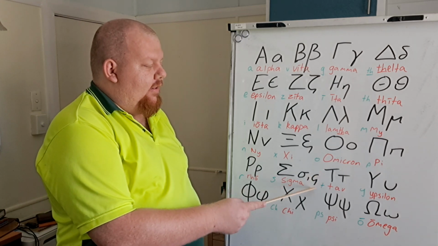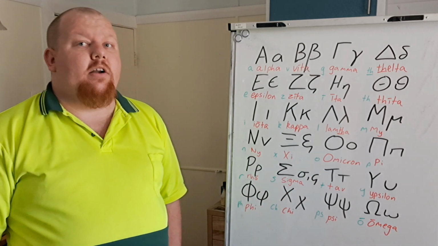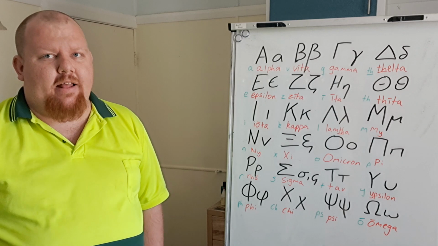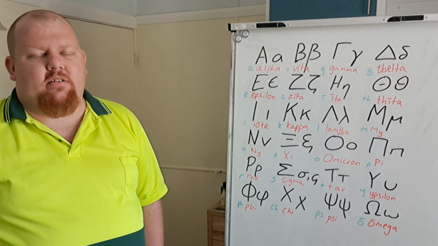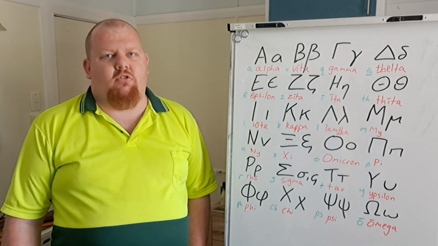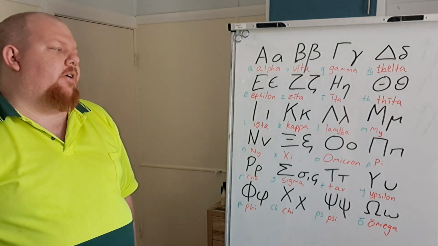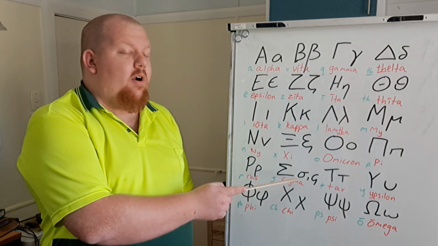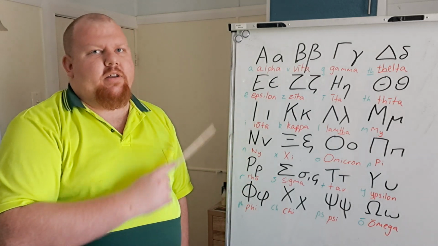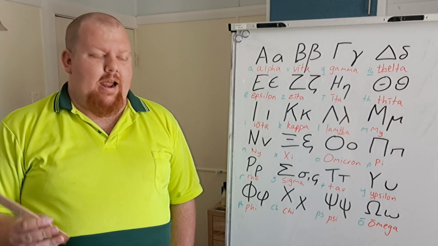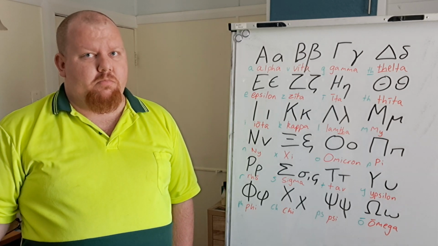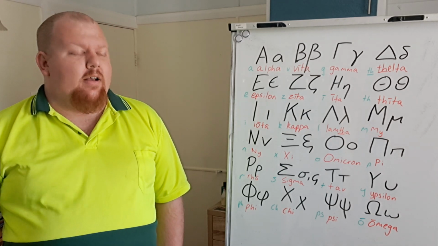The next sigma is the final sigma. So if a sigma ends a word, then it's always going to use that sigma. So that's the only difference between these two. Now, getting back to some of the writing, the way that I've written these up here is the way that I personally write these letters, and the way that I think most modern Greeks would write the letters.